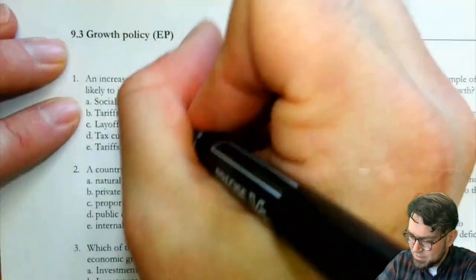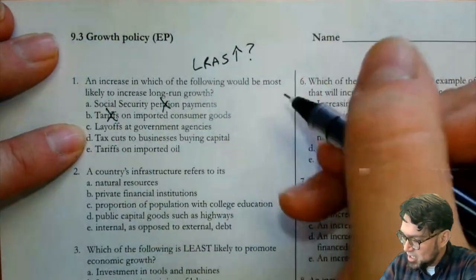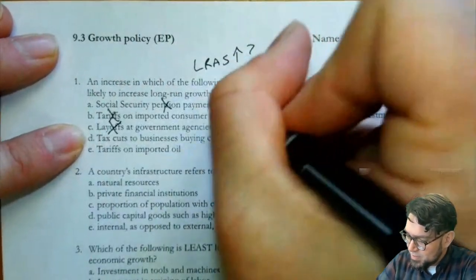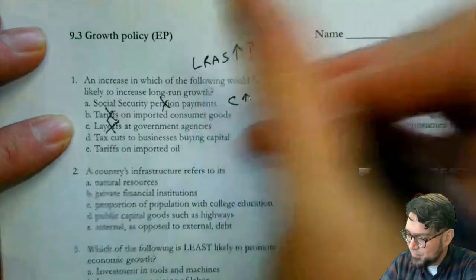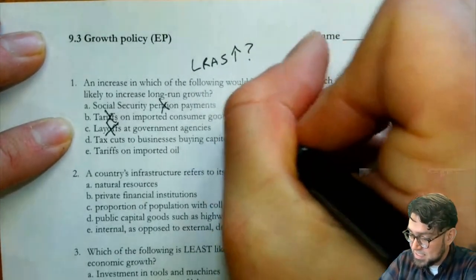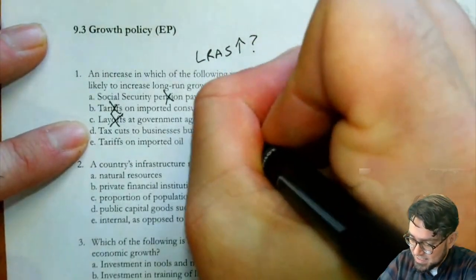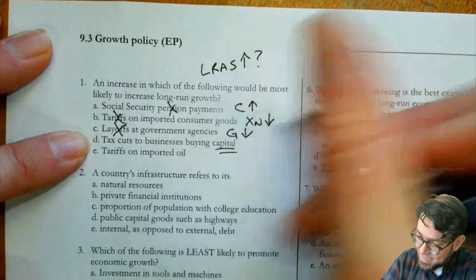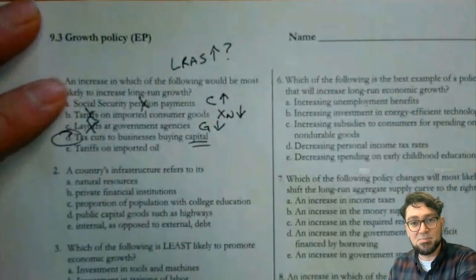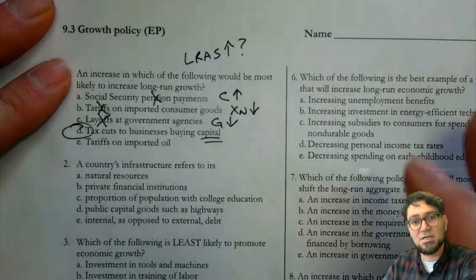Social Security pensions, nah. Tariffs on imported consumer goods, nah. Layoffs at government agencies, nope, right? Because this would change C, right? This would make C go up. Let's kind of think about what that would do, right? This XN would make XN go down. Layoffs at government agencies, that's just G changing. Tax cuts to businesses buying capital, D. That's the supply-side economics policy, right? If they buy more machines, then we'll increase our productive capacity.